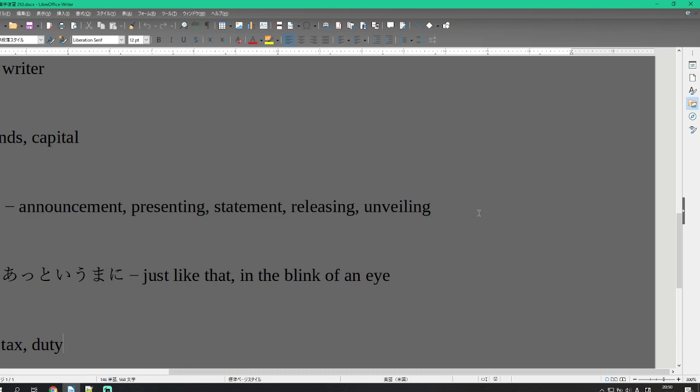And finally, a tax or a duty is a zeikin. Zei for tax or duty. Kin for money or gold. Zeikin is a tax or duty.